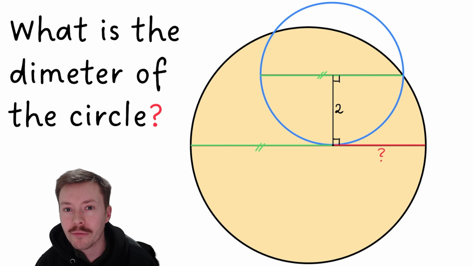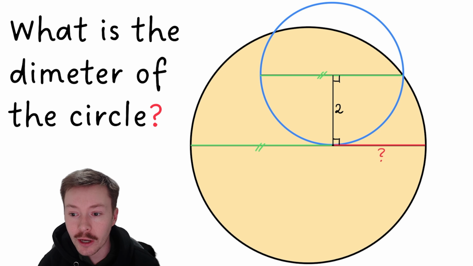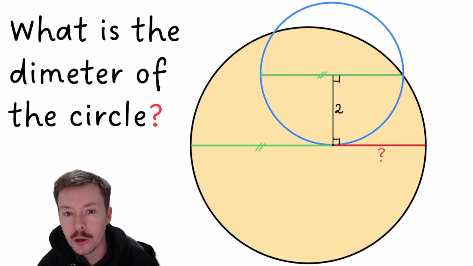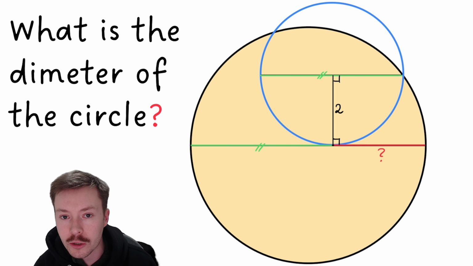This week's problem is about finding the diameter of this large black circle. As you can see, we've got the diameter, which is made up of a green line segment and that red line segment there. That is the diameter. And we've got a blue circle that is touching that diameter at a certain point, and is also intersecting the large black circle at two separate points.